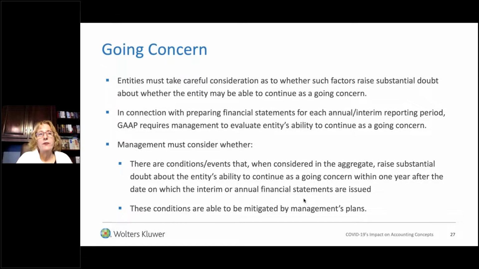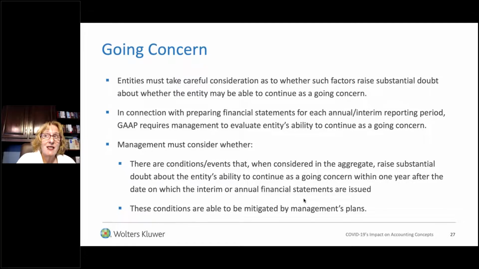But auditors, financial professionals have to assess a business at each reporting period to determine whether, hey, are we going to be able to continue as a going concern? So entities really need to take careful consideration as to whether there's factors out there in relationship to your industry or business that could raise substantial doubt about whether you're going to be able to continue your business on an ongoing basis. When you're talking about in connection with preparing financial statements for your annual or interim reporting period, GAAP actually requires management to evaluate the entity's ability to continue as a going concern.